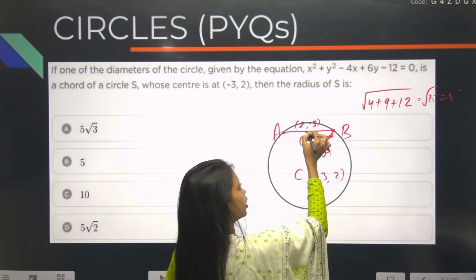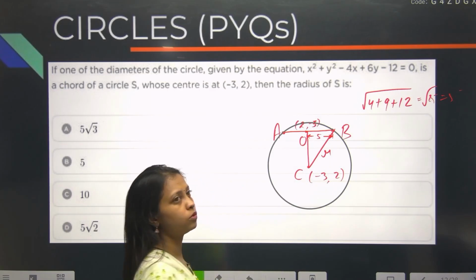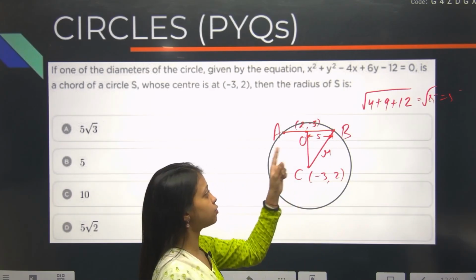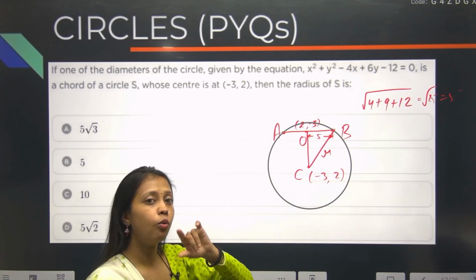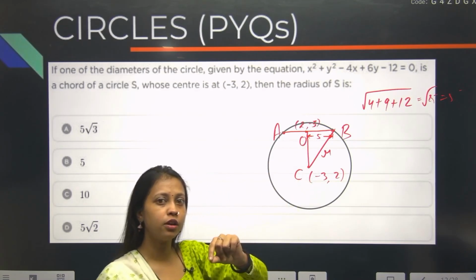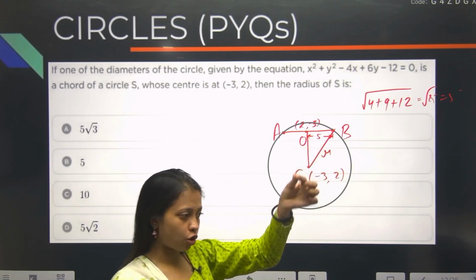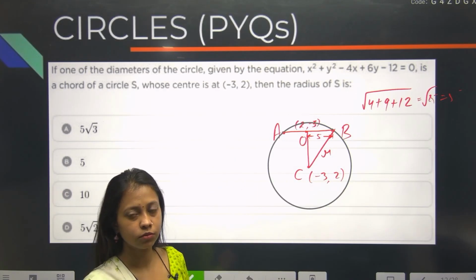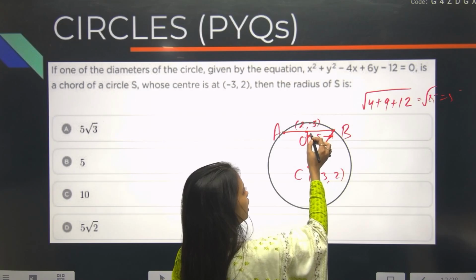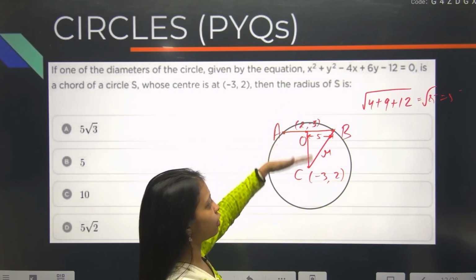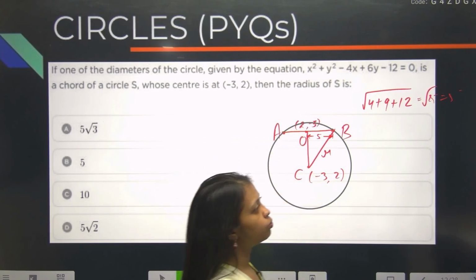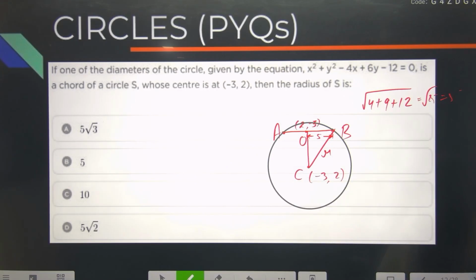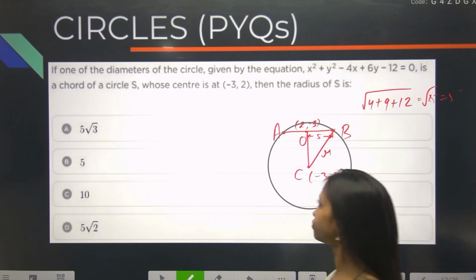See, what about this? Can you say that this is perpendicular first of all? Definitely. Why? Because this O is the midpoint. From the midpoint of the chord, if you are joining it to the center, that will definitely be perpendicular. So this is perpendicular. And what about this length? This length you can calculate because both of the points are already given. What is that?